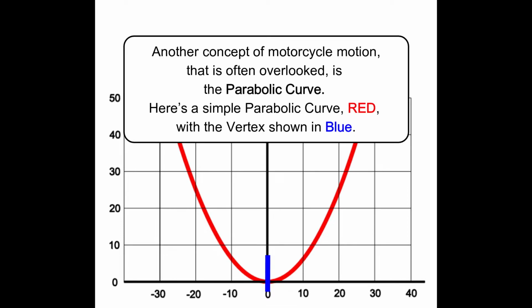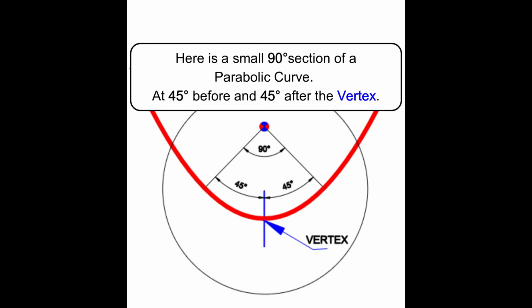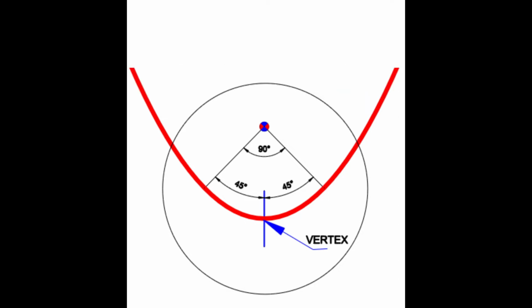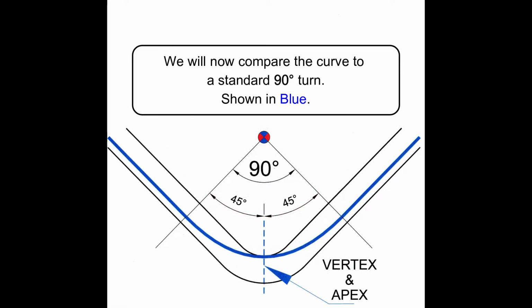Another concept of motorcycle motion that is often overlooked is the parabolic curve. Here is a simple parabolic curve drawn in red with the vertex shown in blue. Now, this is just one of several fundamentals of motorcycle motion that is exclusively taught in my class, so you may not hear these from any other source. Here is a small 90-degree section of a parabolic curve. It's shown at 45 degrees before and 45 degrees after the vertex. We will now compare the parabolic curve to a standard 90-degree turn shown here in blue.